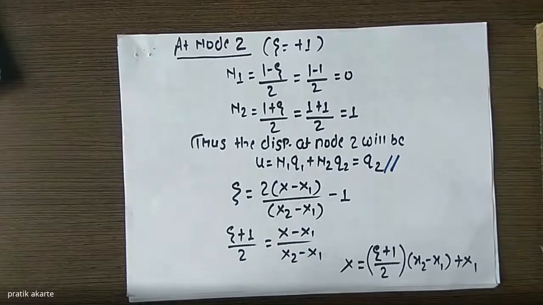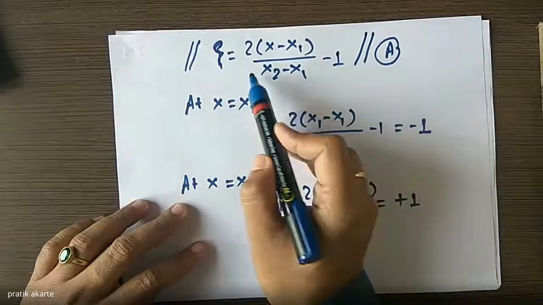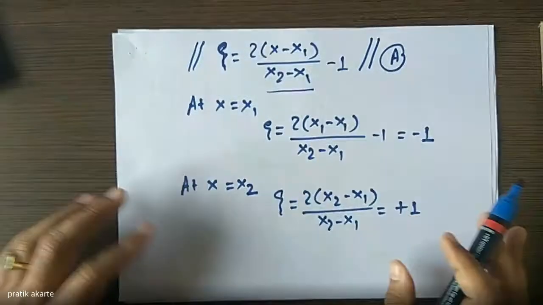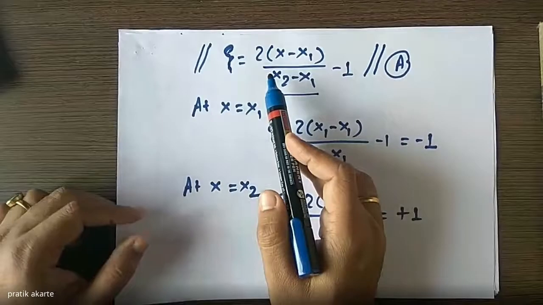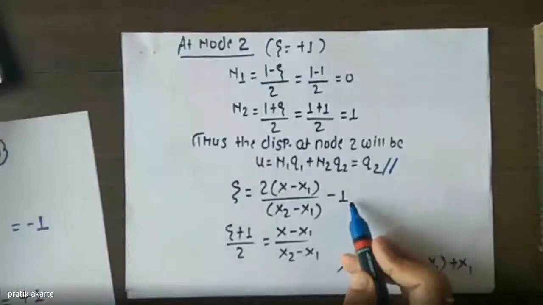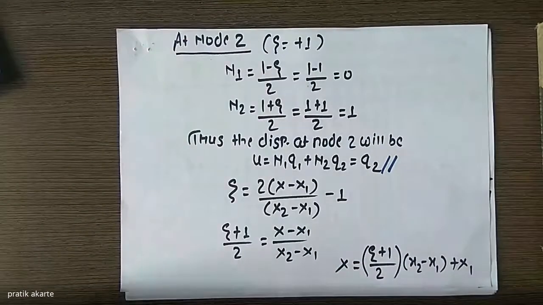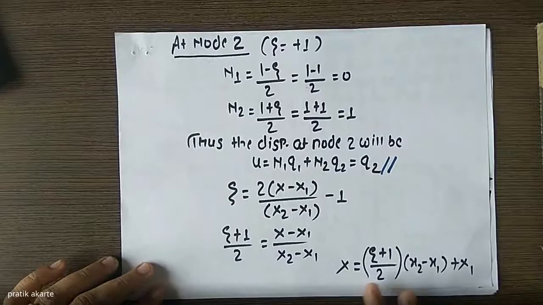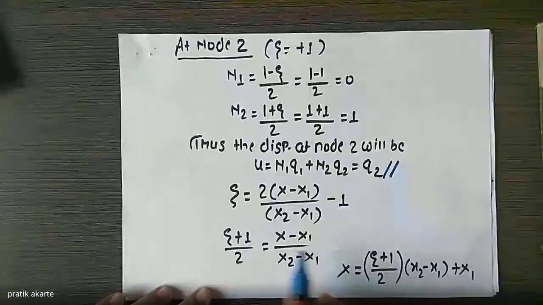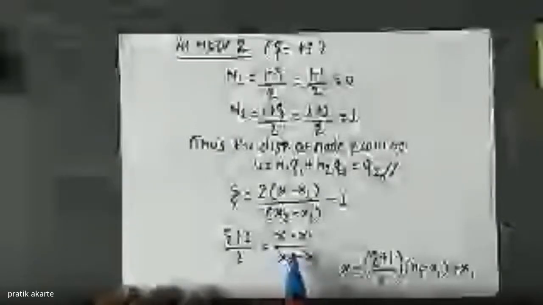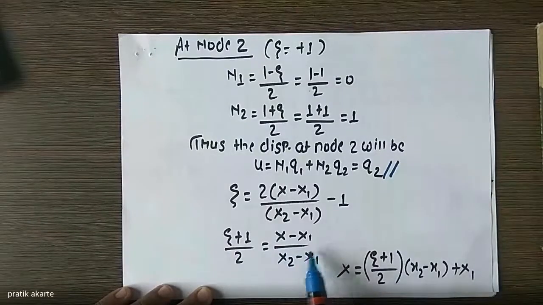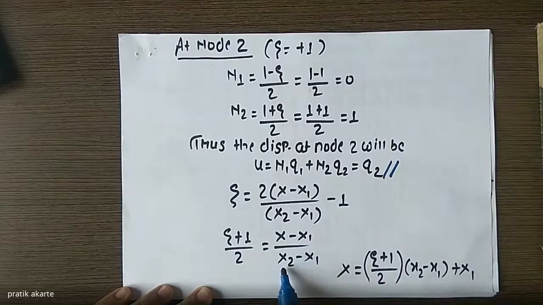Okay, so coming back to the equation, let us go back to equation number A. This we have formulated as the establishment of a relationship between natural coordinates and your global coordinates. So the same equation I have written over here. Performing some mathematical tricks, zeta plus 1 by 2, I bring over here and write only in terms of x1 and x2. So (x minus x1) upon (x2 minus x1).